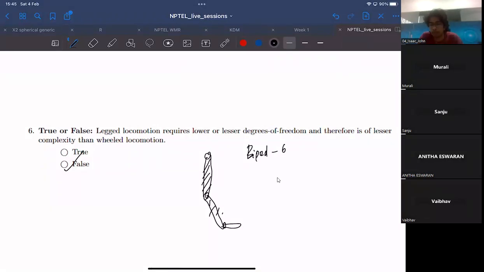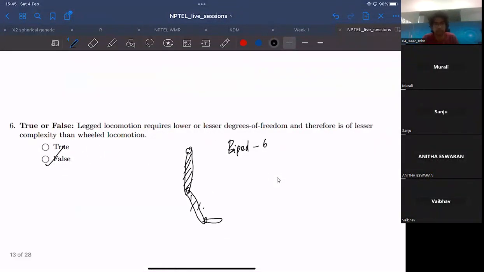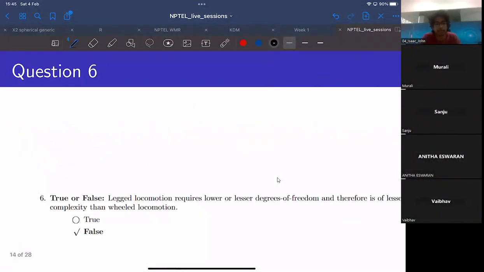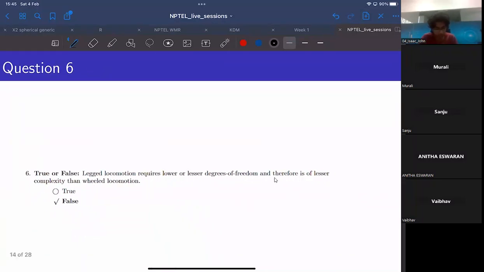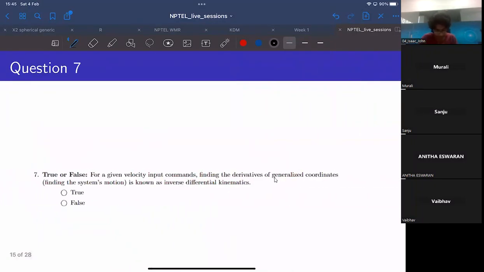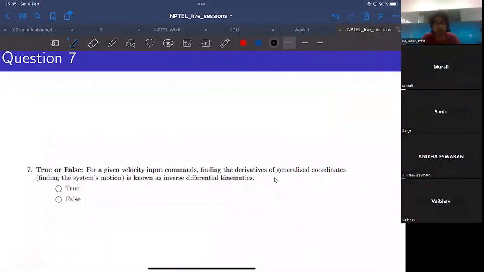So I hope everyone agrees with this. Yeah, the correct answer is indeed false. If you have any conflict of opinion, please let me know. Otherwise, we'll move on to question number 7. Again, it's a true or false question.